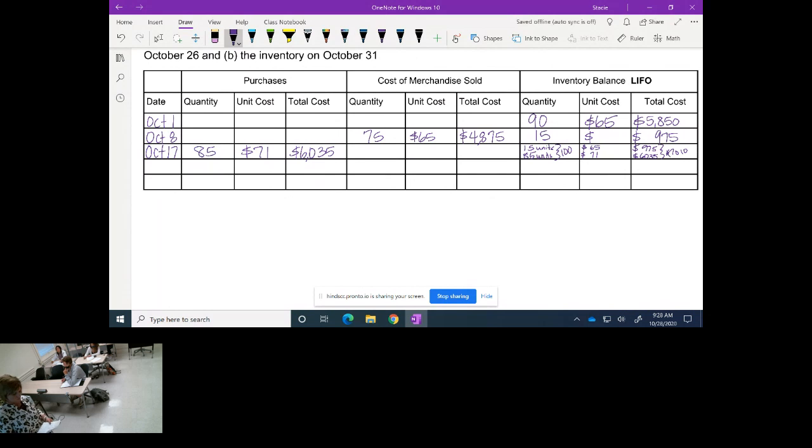Okay, so now we're gonna have a sale, October 26th, and we're selling 80 units. So I'm gonna put this 80 out to the side because we need to have a total of 80, but we don't know yet how it's gonna be broken down. If we're using the last ones in to cost these out, which ones are we gonna use? The $71 ones. So they're all gonna come out of that last batch. So 80 at 71.